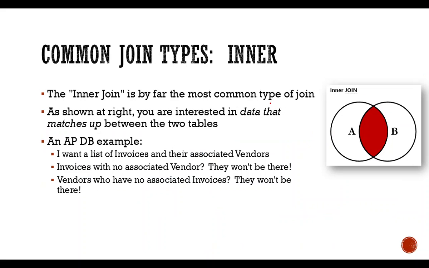All right, so what is an inner join, and then how do we write one? Well, we talked about this. Here's a little illustration of it using a Venn diagram, and so here's some examples of what you might want to do. I want a list of invoices and their associated vendors, right?